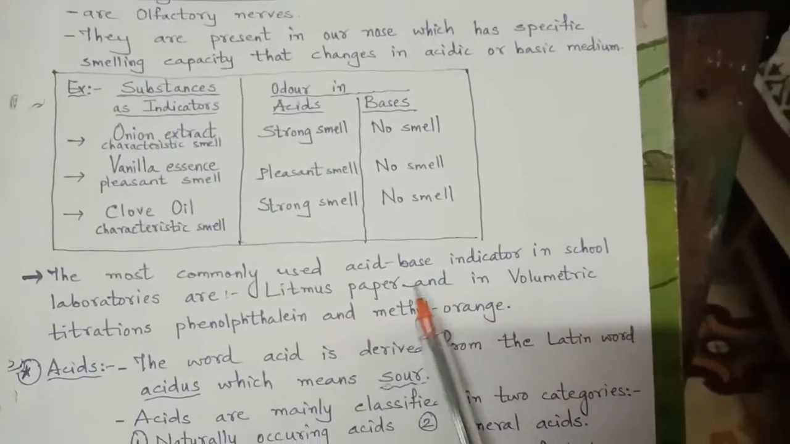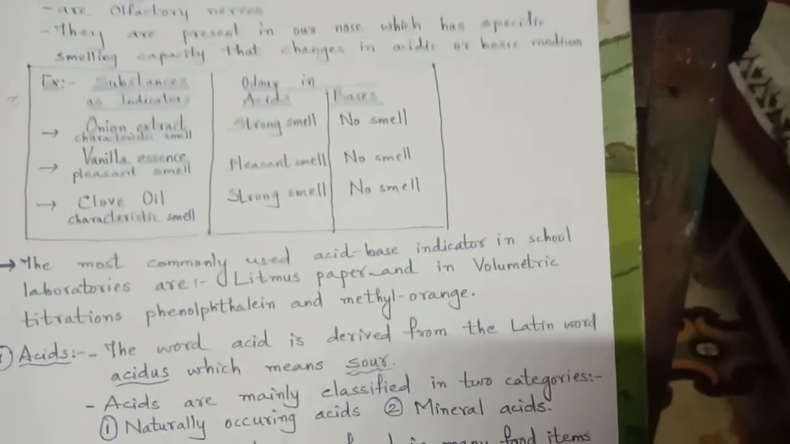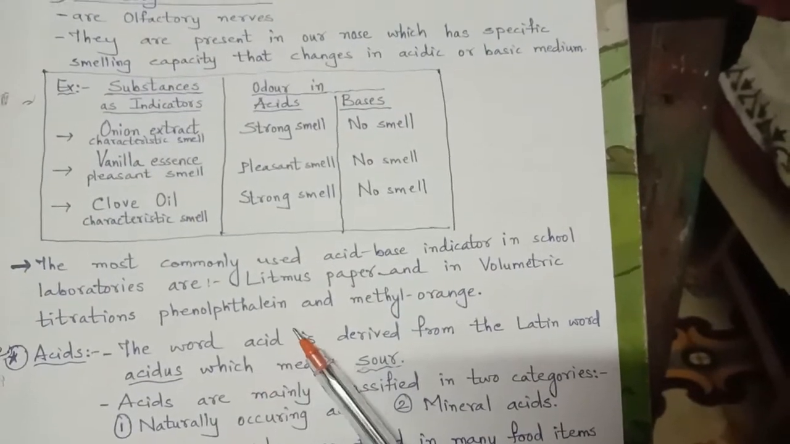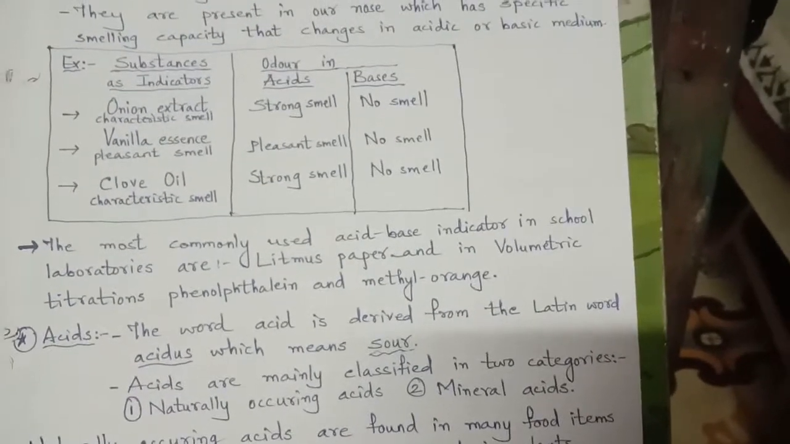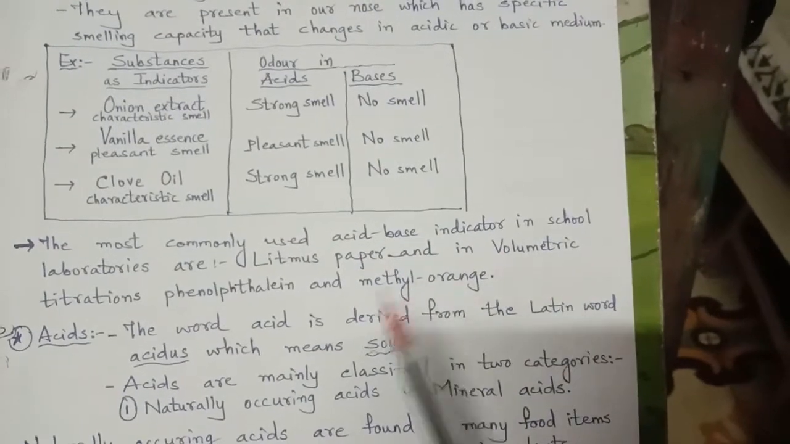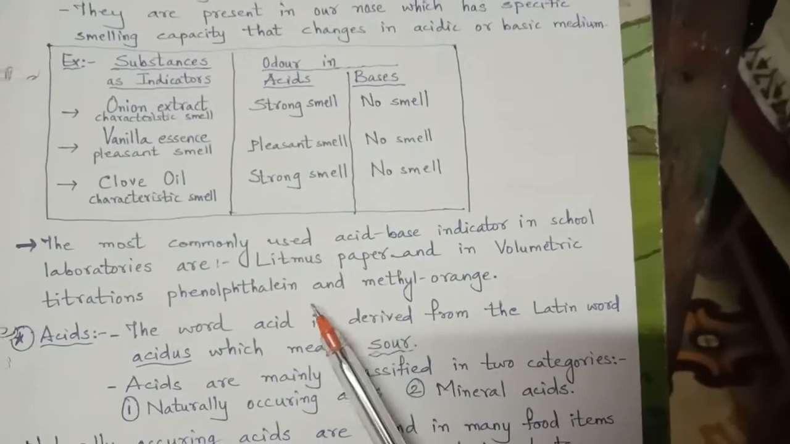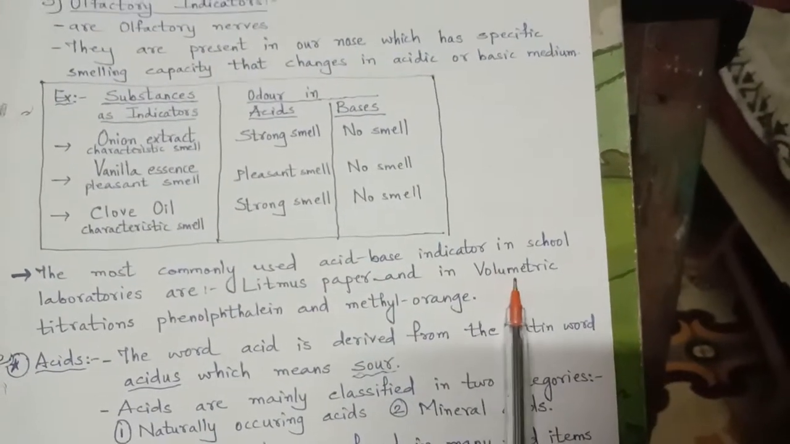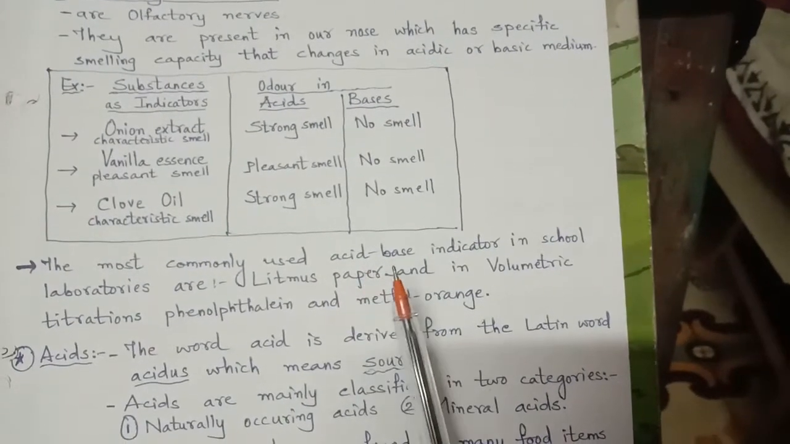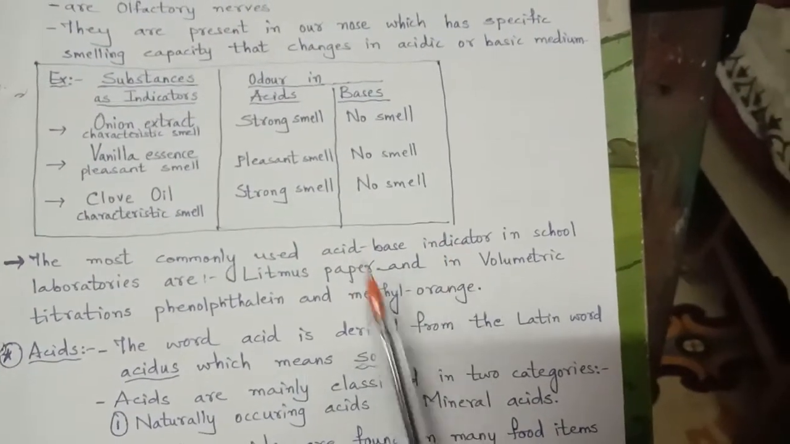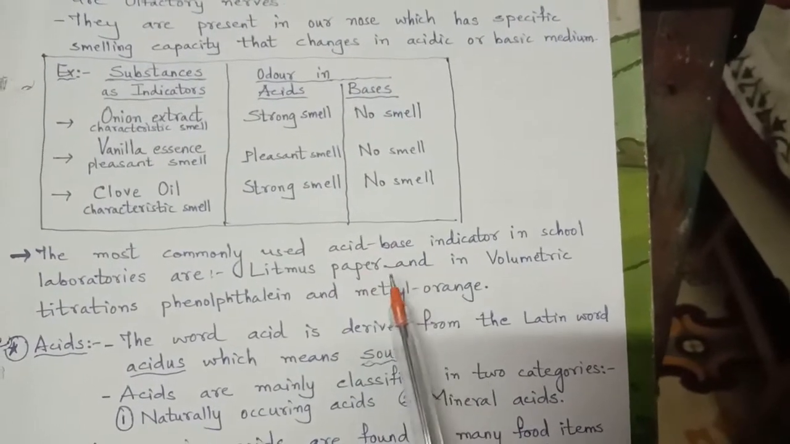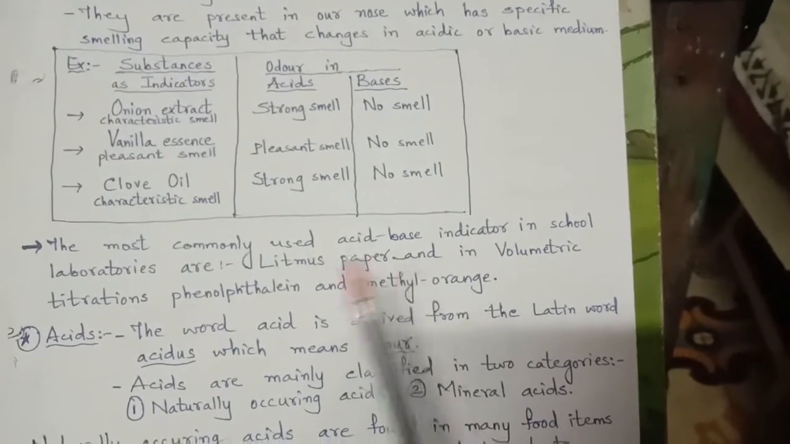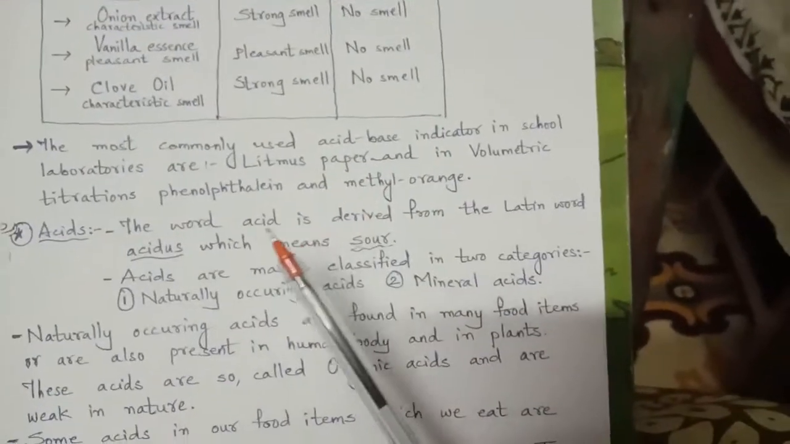But the most commonly used acid-base indicators in school laboratories are litmus paper, and in volumetric titration, phenolphthalein and methyl orange. Volumetric titration you will do in 11th standard. There you will use phenolphthalein and methyl orange, and in our 10th standard you do not have a syllabus of doing the practicals, only a demonstration of the experiments. So in the next video I'll show you the animated video where you will see the action of the litmus paper. I'll show you the litmus paper also.